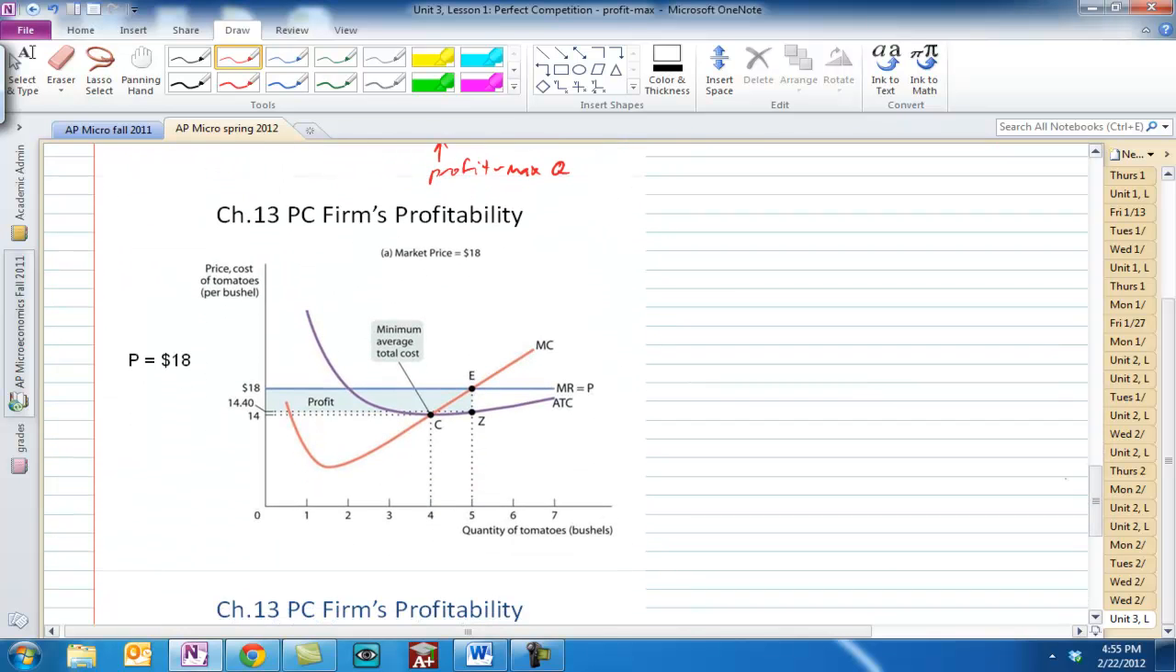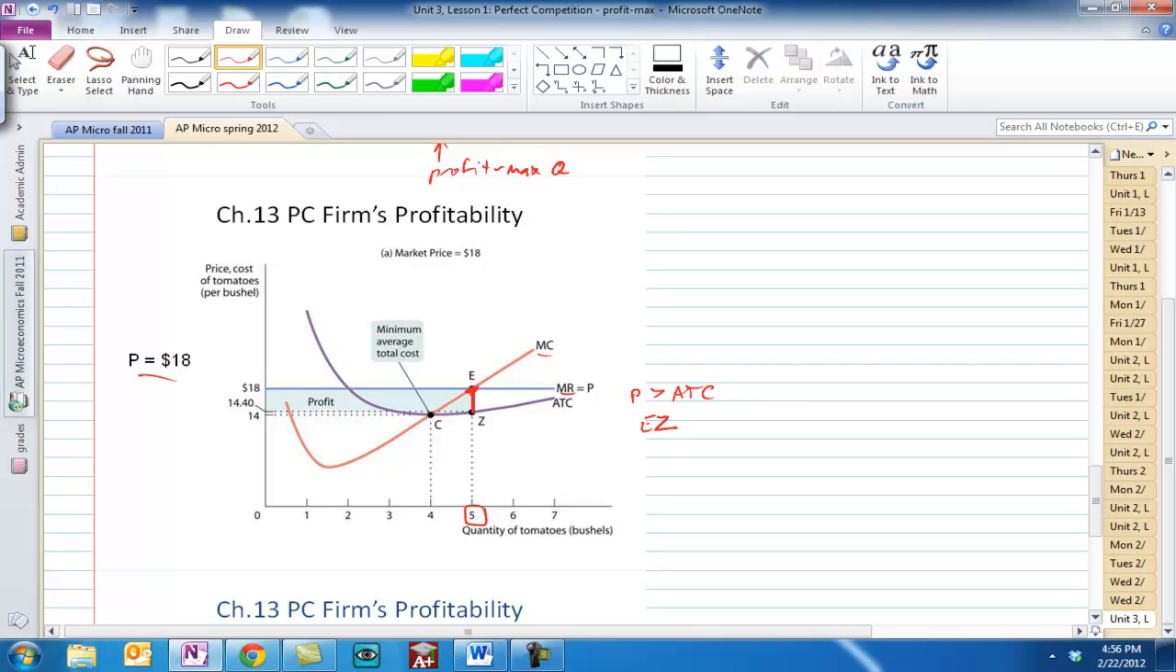Now let's take the first example we started with where the price is $18. The profit maximizing quantity is 5, where marginal cost is equal to marginal revenue. Now we can illustrate the profit on this graph. Now ATC is not tangent to this point. Price is greater than ATC. We can illustrate that by this distance here.